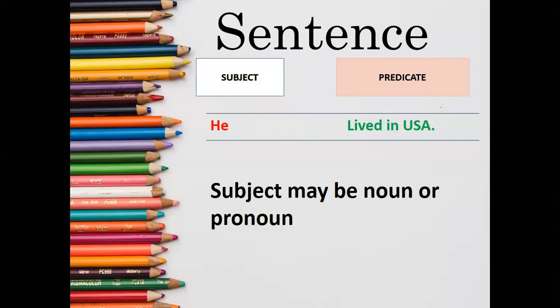You know the subject in this sentence. Look at this sentence. I highlighted the subject, he, with the red color. And the predicate, the rest of the sentence, is in the green color. So the green color I use for the predicate, and the red color I use for the subject.